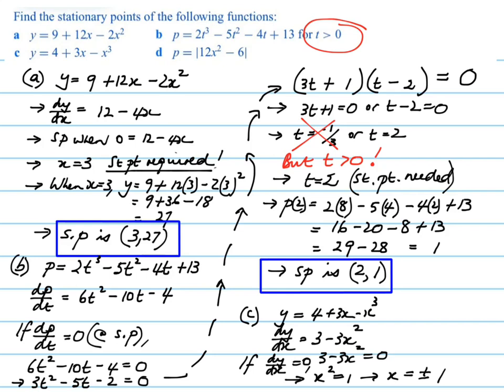So it looks like this thing is going to have a maximum and a minimum because they're not putting any restriction on the domain for this question, like they did for the previous one.